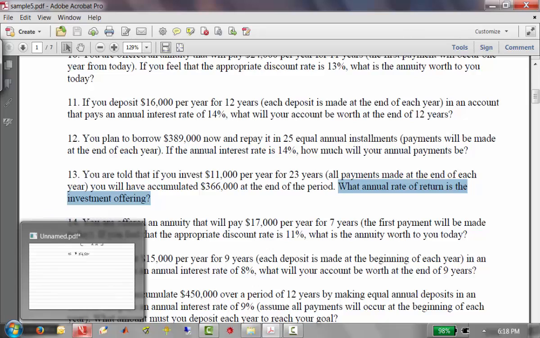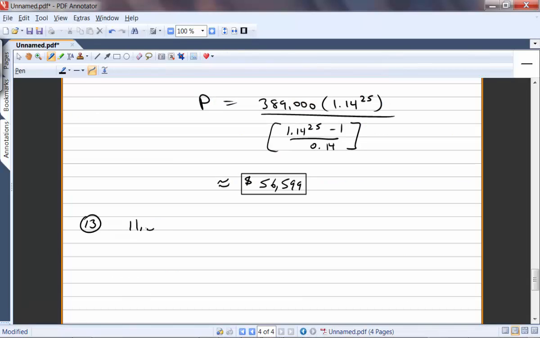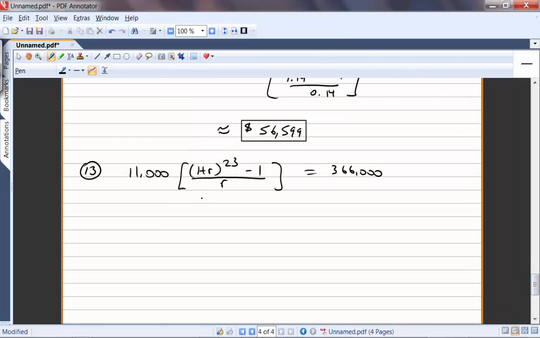So let's set up the problem. You invest $11,000 a year for 23 years. You're going to get some interest rate per year, R. Interest compounds once every year, so we don't have to convert R to a monthly rate or anything like that. And we're told that it would grow to $366,000. The future value of that annuity would be $366,000. And the question is, what rate you need to be able to get on that account for this equation to hold.